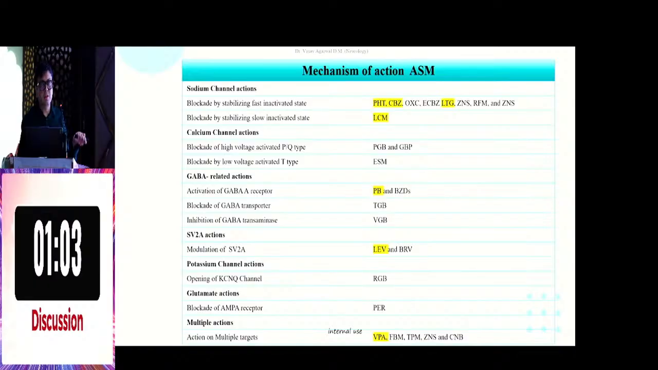This is a boring type of slide where we have written the mechanism of action. But if we know the mechanism of action of these common drugs, we should always try to use them from different groups. We should never use phenytoin and carbamazepine, or phenytoin and lacosamide. Otherwise, we will have infradditive efficacy.